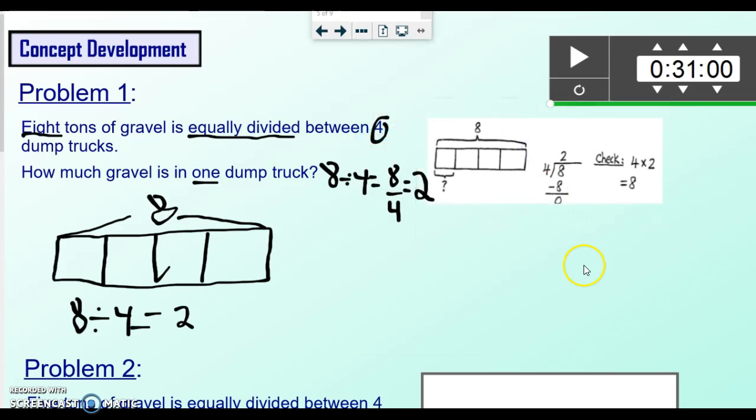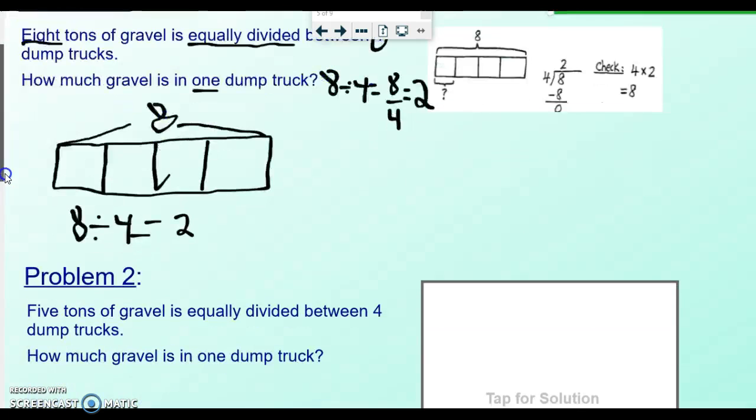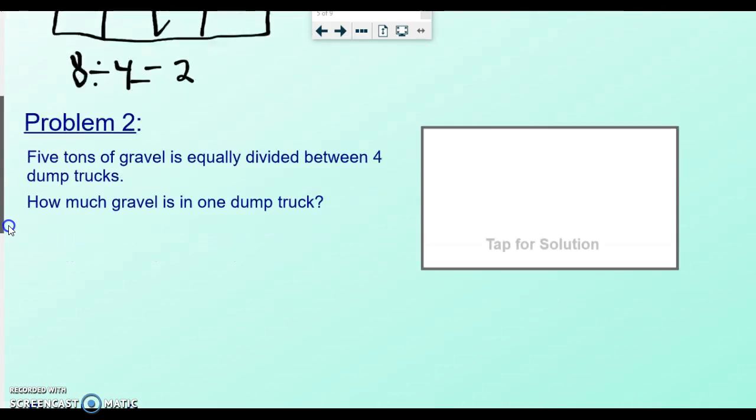So let's see what they say. Yep, perfect. And we can check our answer by doing 4 times 2 gives us 8. So we know we were right. All right, let's look at the second one.